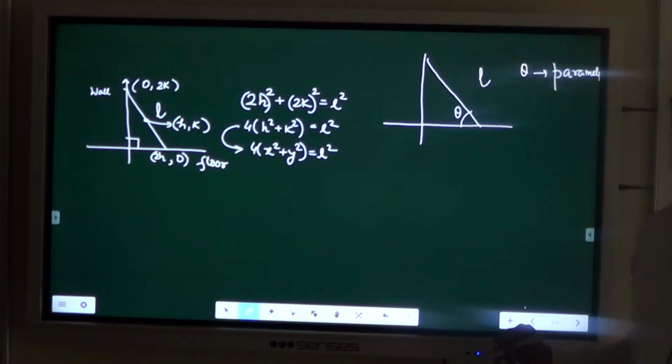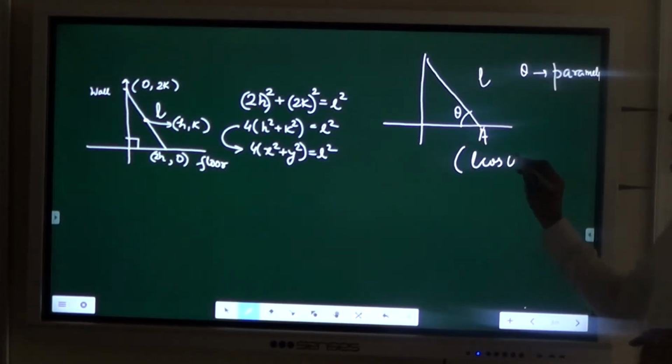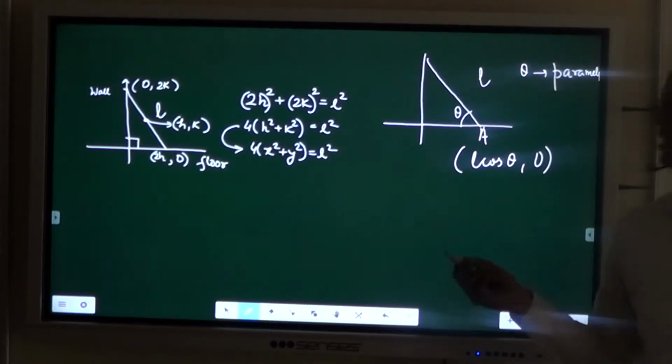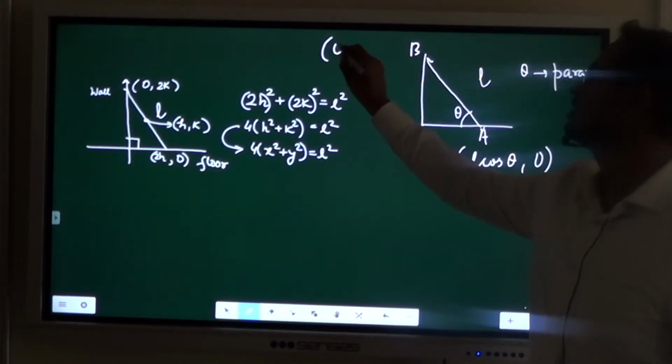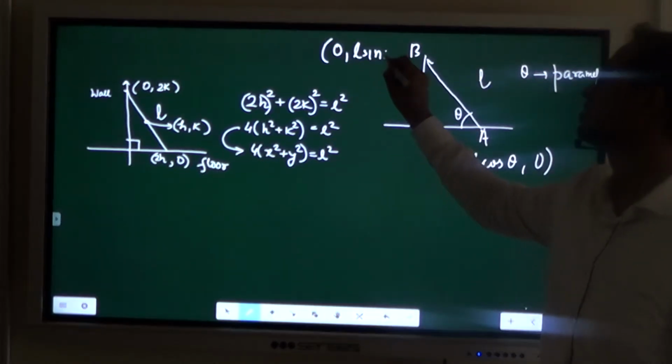Now, just a simple question. If this is L and this is theta, what is the coordinate of this point? Let me call it A. What is the coordinate of A? L cos theta comma 0. What is the coordinate of B? Let's say that is the part A. We'll say 0 comma L sin theta.